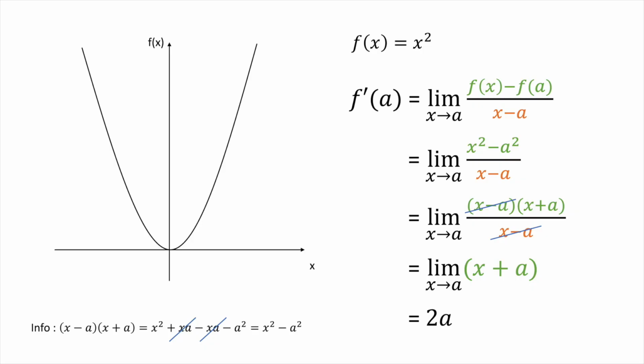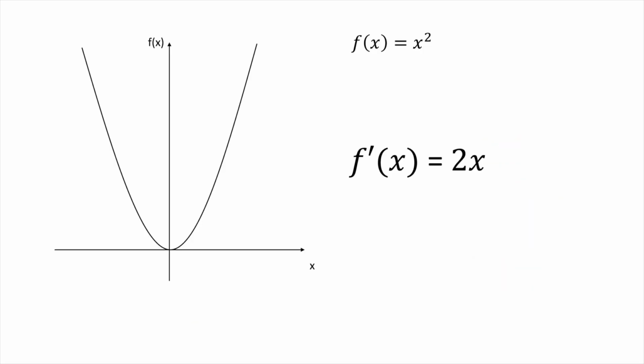So the derivative, or slope, of x squared is 2x. If we replace x with a number, we have the slope at that number. For example, at x equals 3 we have a slope of 6. At x equals 1, a slope of 2. And at x equals 0, a slope of 0.